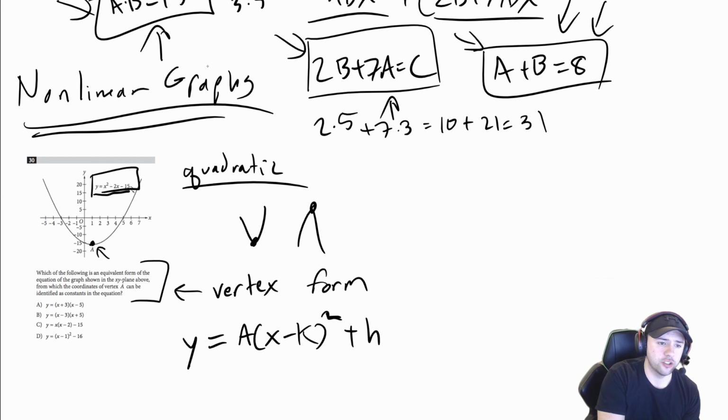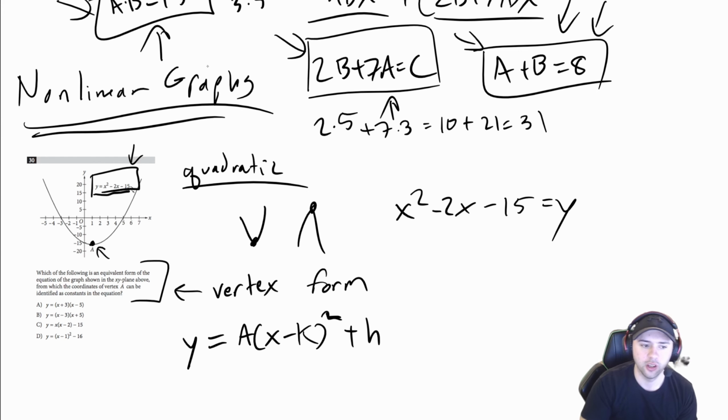So this equation is not in vertex form. x squared minus 2x minus 15 is in what is known as standard form. And if we look at these two options A and B, now we're using process of elimination.